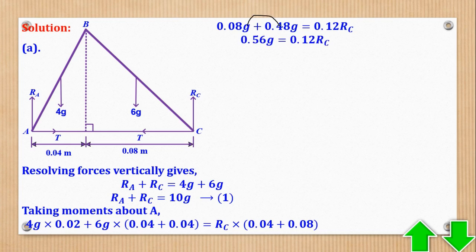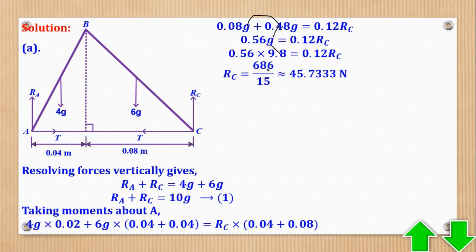Then this and this gives me this. Then after that, I remember that g is 9.8, so I substitute for g and remain with RC as the only unknown. Therefore, RC will be equal to 686 over 15 newtons, or you can round off to 45.7333 newtons, and that is okay.